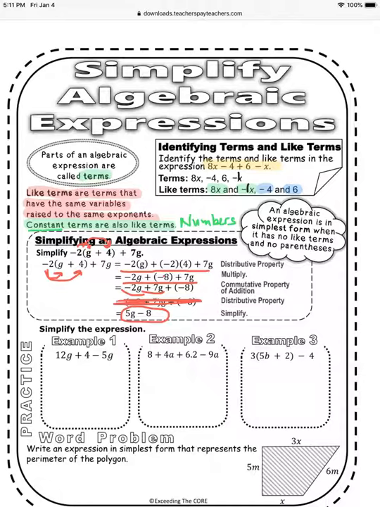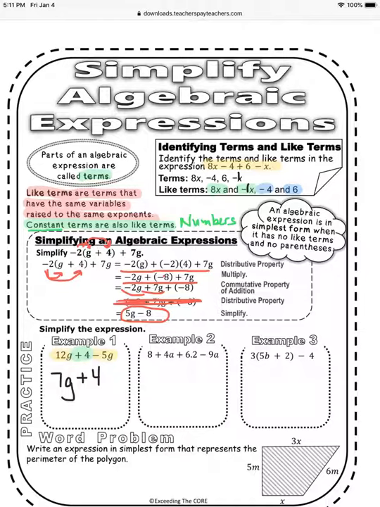Example 1. I see 12g plus a positive 4 plus, or adding a negative 5g. So I decided to highlight the like terms. I notice 12g and negative 5g are like each other, so I can combine them. 12g minus 5g is 7g. And then I can't combine positive 4 with anything, so I just write plus 4. You cannot add these together.